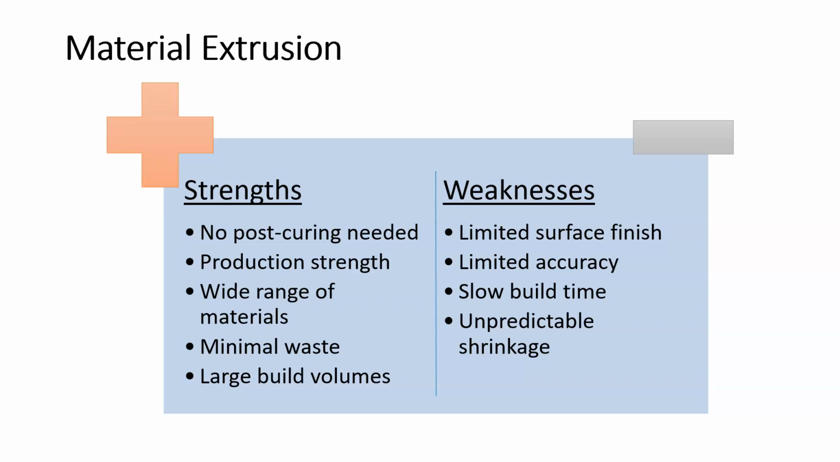light curing. It has production grade strength, although the strength is not super good. It's not going to have the strength of a metal part, obviously, but it is a good plastic strength. I would also say that the strength in a material extrusion printed part is oftentimes going to be stronger in some directions and weaker in other directions. And we'll talk about that in some later slides.